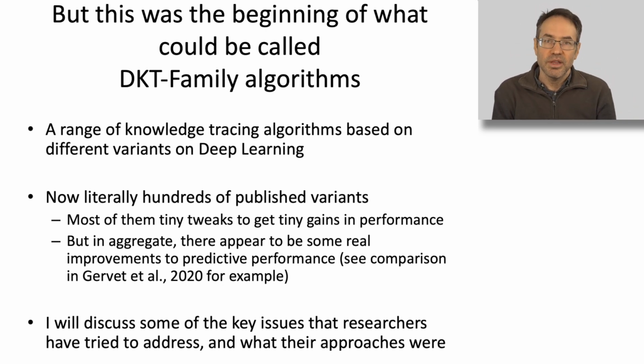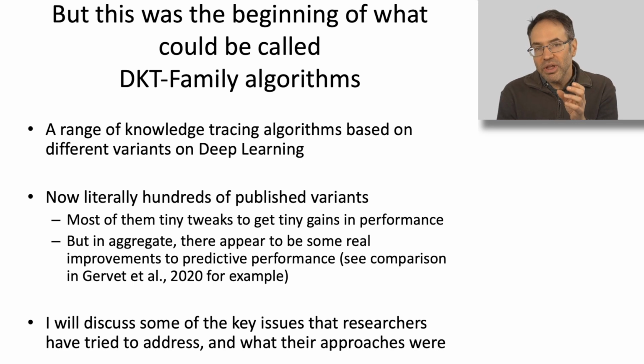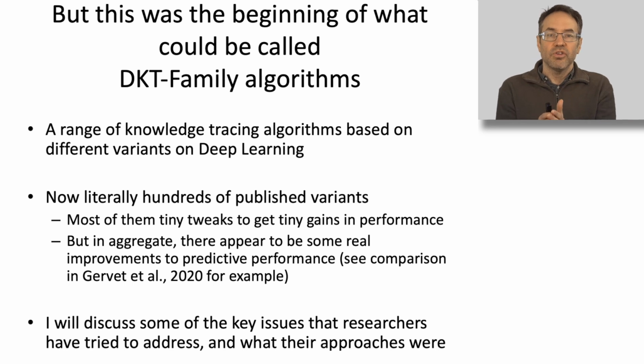But it turned out to be the beginning of what could be called DKT family algorithms, a range of knowledge tracing algorithms based on different variants on deep learning. And at this point, there's now literally hundreds of published variants. Most of them tiny little tweaks to get tiny little gains in performance. But in aggregate across the hundreds of publications, there appears to be some real improvements to predictive performance. There was a comparison between various DKT family variants and more classical algorithms, for example, in Gervet et al. 2020, that showed pretty conclusively that DKT family really is getting better performance.